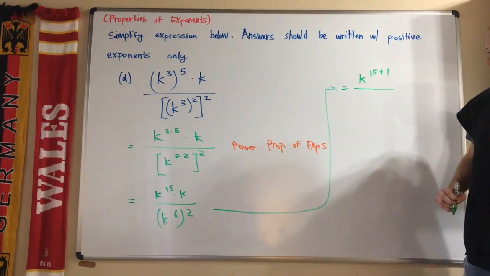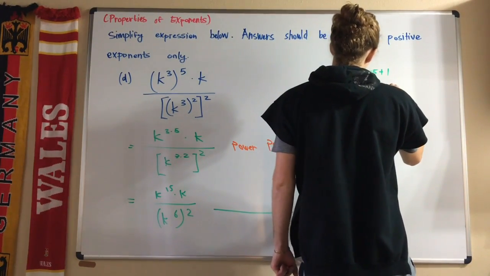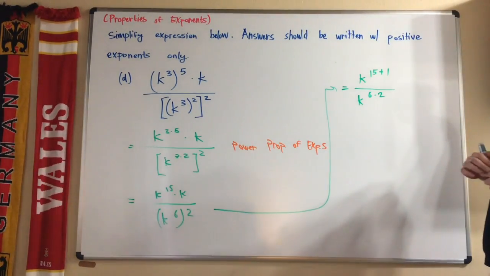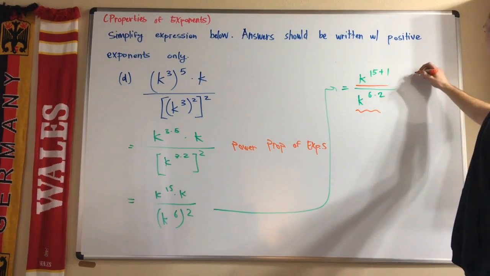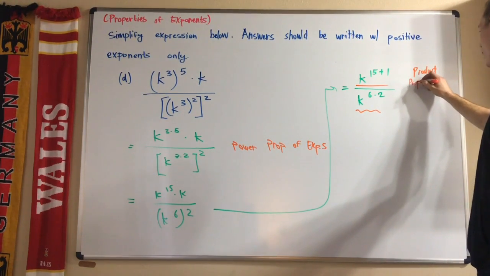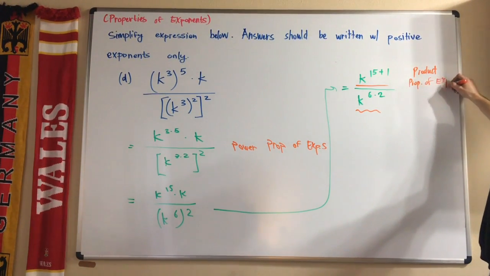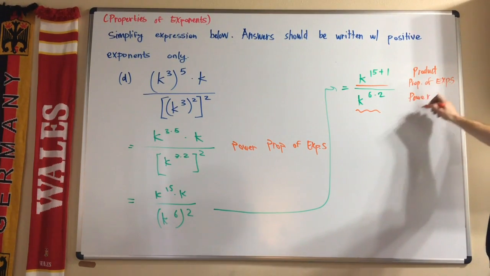Now we're dividing that by a power of a power. So we can say that this is k to the 6 times 2 power. How can we do that? Well, on the top we did the product property of exponents, and in the denominator we did the power property of exponents once more.